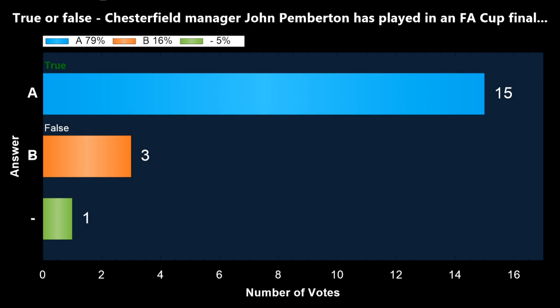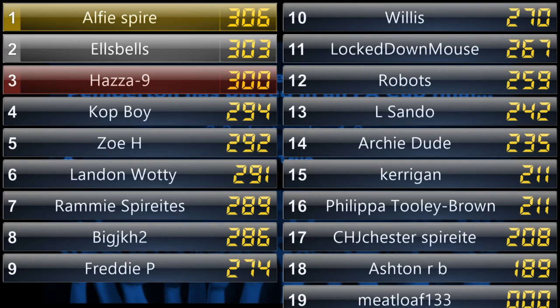It was 1990, as you can see on the screen, inadvertently, that John Pemberton played for Crystal Palace against Manchester United. A 3-3 draw. They lost 1-0 in the replay. So let's see the leaderboard. Alfie Spire, we have a new leader. So Rami Spire's getting that wrong, and you can see there, you can soon move up the table. Alfie Spire taking the lead from Els Bells, and then has a 9 in the top 3. So interesting how things can quickly change.